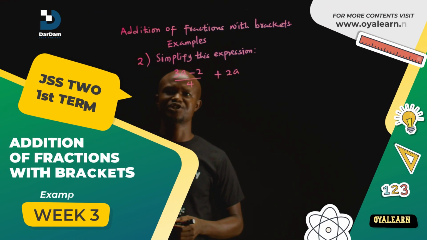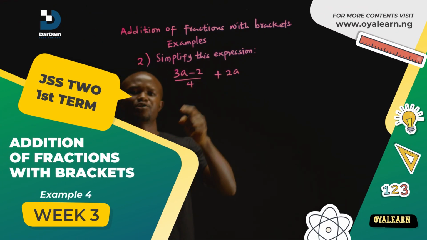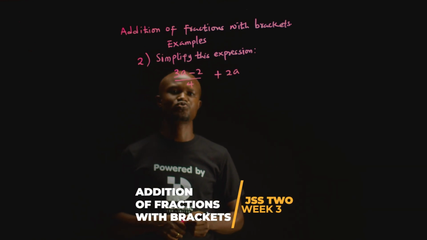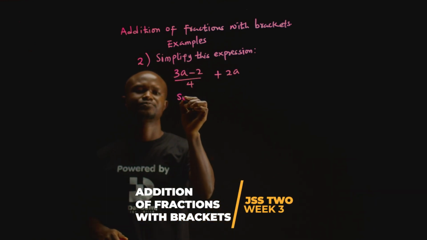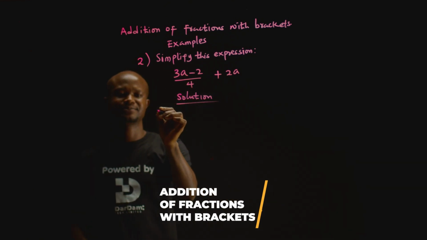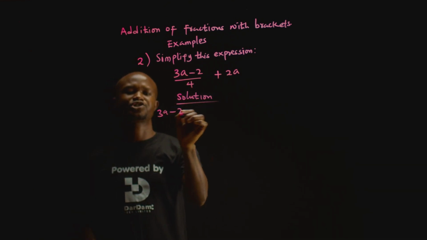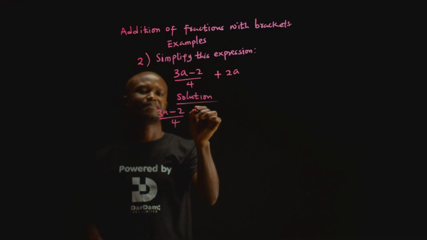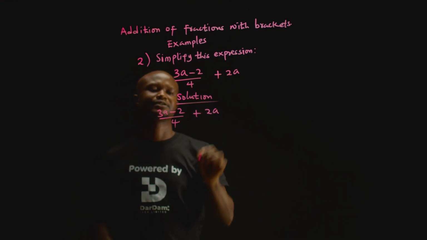Simplify this expression: 3a minus 2 divided by 4 plus 2a. Solution. We have 3a minus 2 divided by 4 plus 2a.